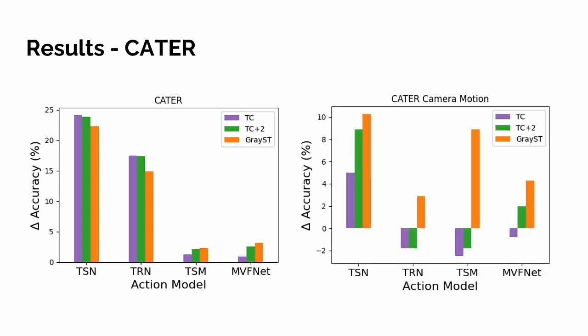Lastly, there's the K2 camera motion dataset that involves heavy camera motion throughout the video. Here we see some of the TC methods fail on some models. However, we observe that GrayST sampling improves consistently on all models. The decrease in performance is up to 2% and is not as significant as the advantages we saw.